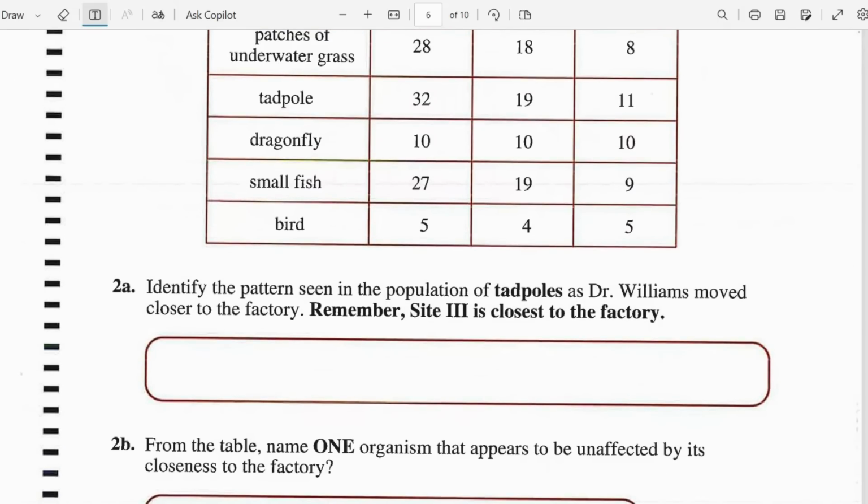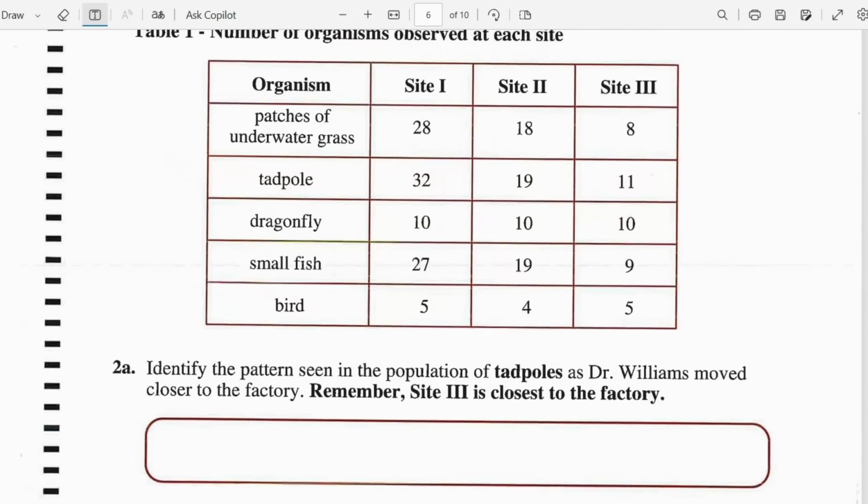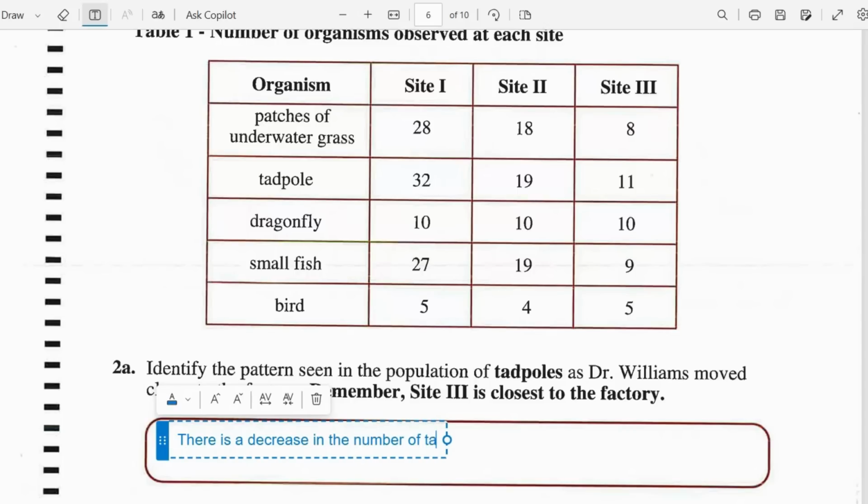Identify the pattern seen in the population of the tadpoles as Dr. Williams moved closer to the factory. And you just remember that site 3 is the closest to the factory. So what's the pattern for the tadpoles? I see that there is a decrease in the number of tadpoles, so we can say that there is a decrease in the number of tadpoles.